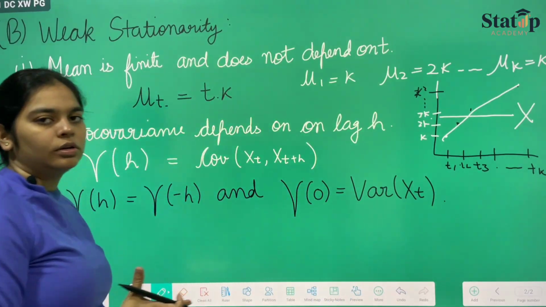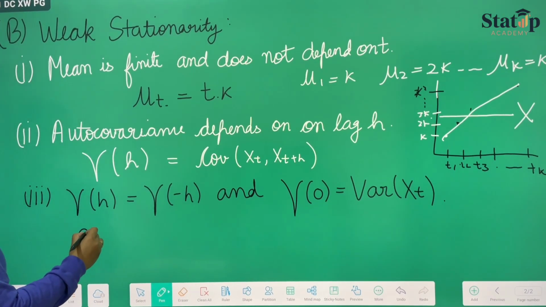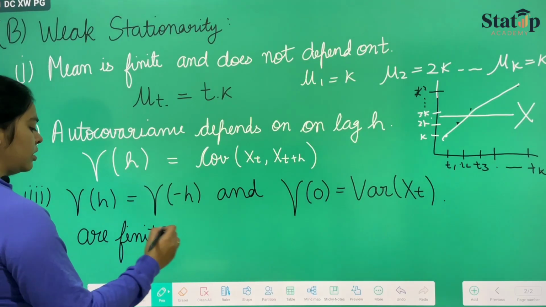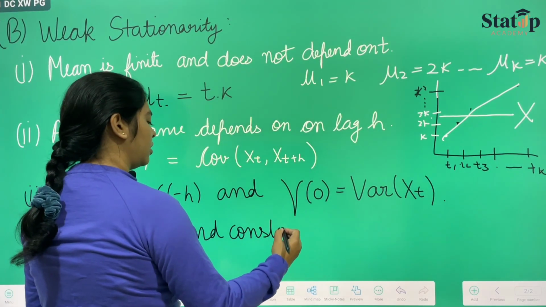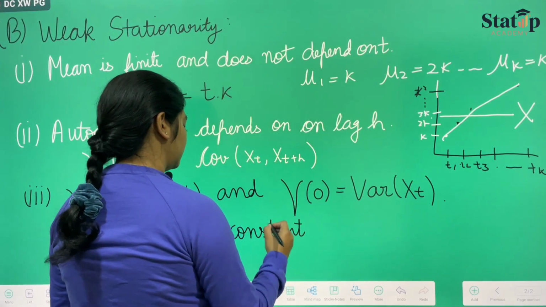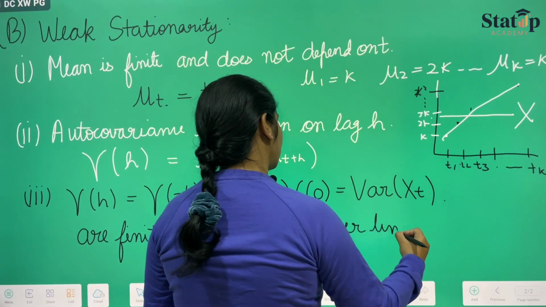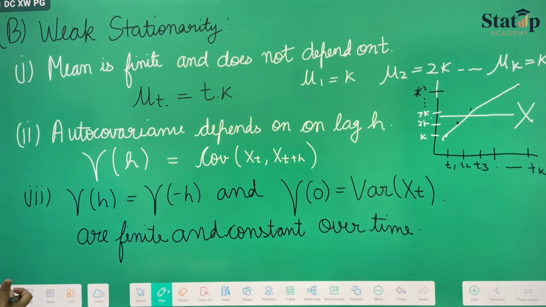This we'll do in autocovariance. You just need to know this. These two are finite and constant over time. Finite and constant over time means it does not change with time t. So these were the three properties of weakly stationary.